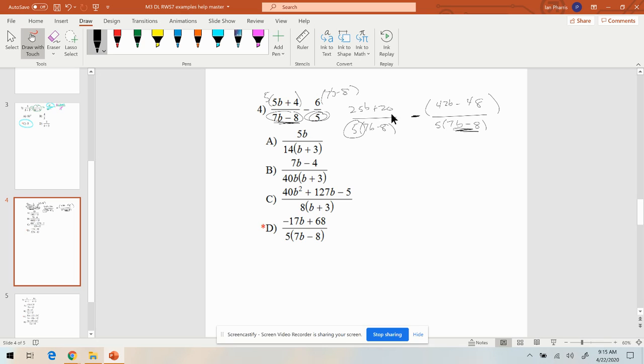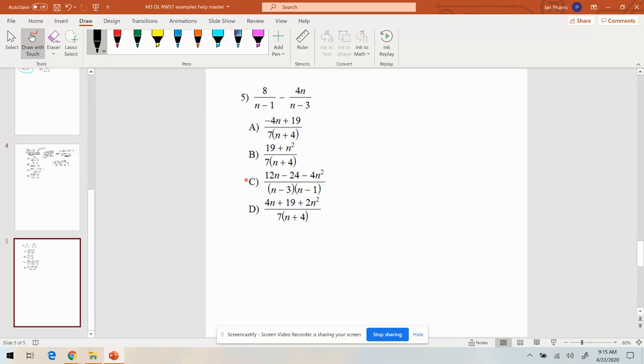So it's going to be 25b minus 42b. Looks like I'm going to cheat and look at the answer. That's going to be negative 17b. And then we have 20 minus a negative 48. That becomes adding, so it becomes plus 68. And over our common denominator of 5 times 7b minus 8. Okay, that's it for that problem.